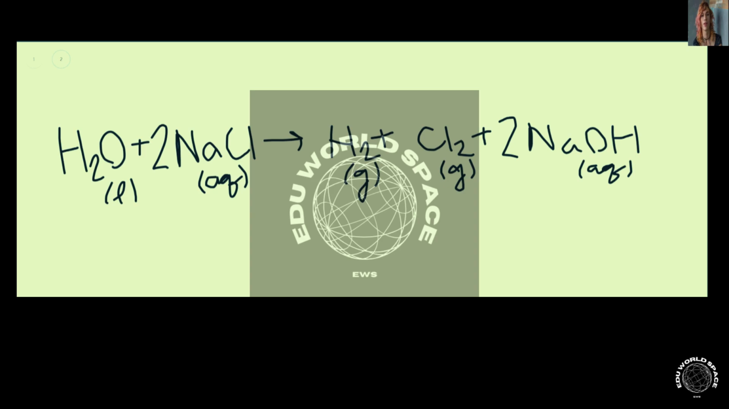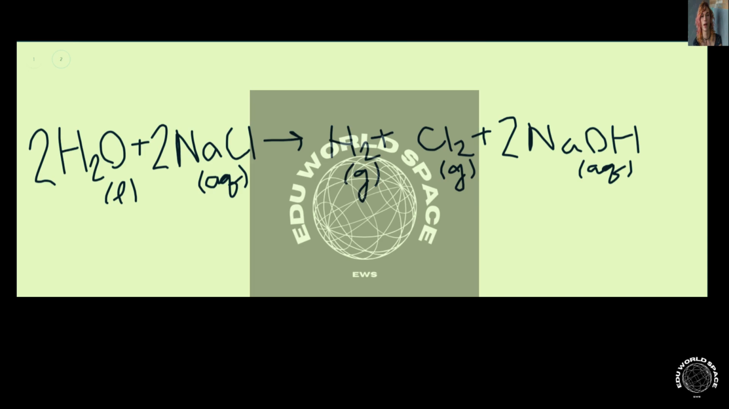Now we have two sodium atoms in our reactants and two sodium atoms in our products, but we also have two oxygen atoms in our products, but only one oxygen atom in our reactants. So we need a coefficient of 2 in front of our water as well. Now we have two oxygen atoms in our sodium hydroxide and two oxygen atoms in our two waters.